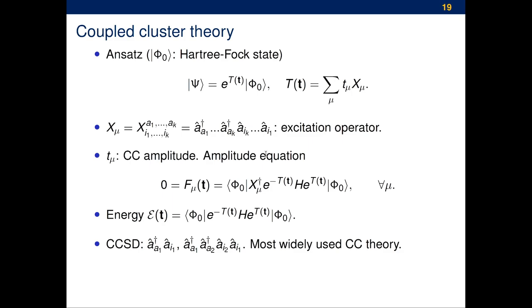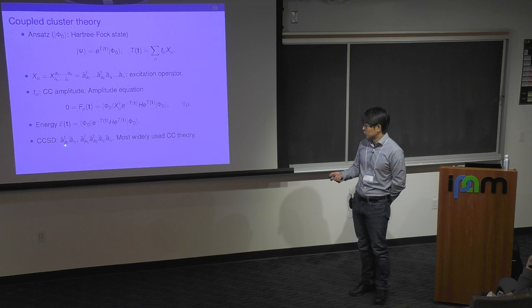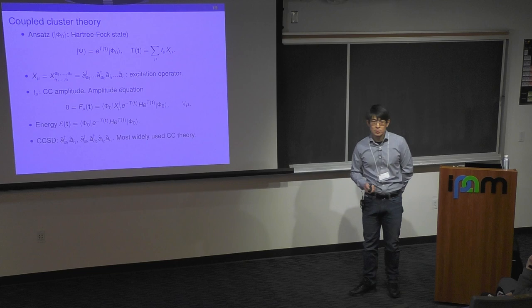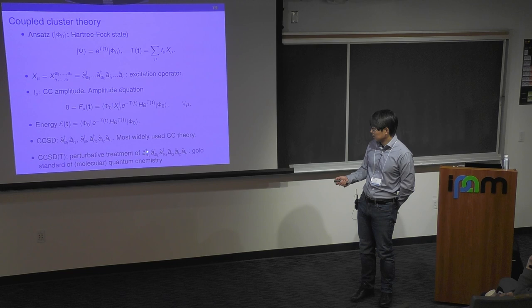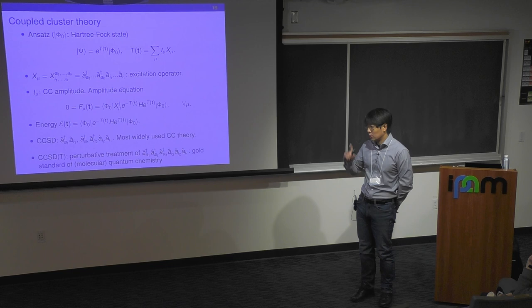Then when you actually implement it, you need to truncate. If you truncate to single and double excitations, this is the so-called CCSD, which is the most widely used one in quantum chemistry. But if you add a perturbative treatment of the triple excitations, this is called CCSD(T), the so-called gold standard of molecular quantum chemistry.